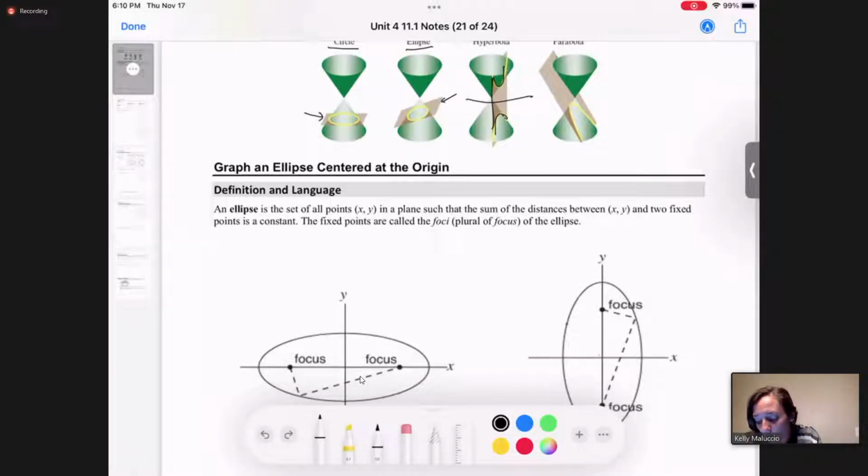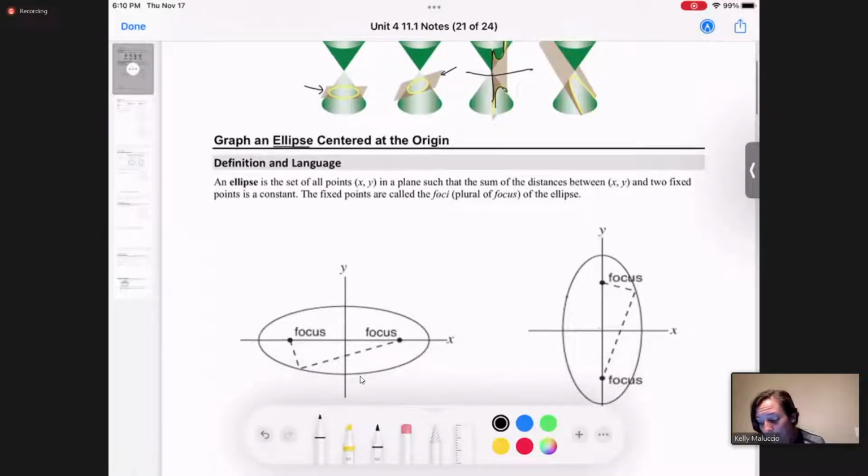And so today we're going to talk about things to do with ellipses, like graphing. Okay. Now, the first thing is if we graph it centered at the origin. This is not always true, but we're just going to take a look. And here's our definition. An ellipse is the set of all points x, y in a plane such that the sum of the distances between x, y, that's one point, and two fixed points on the ellipse is constant.